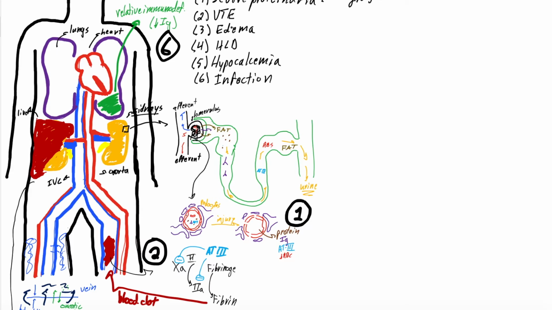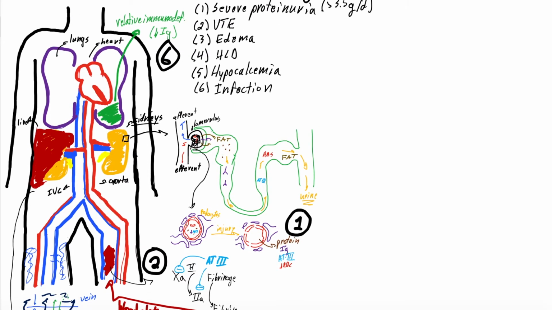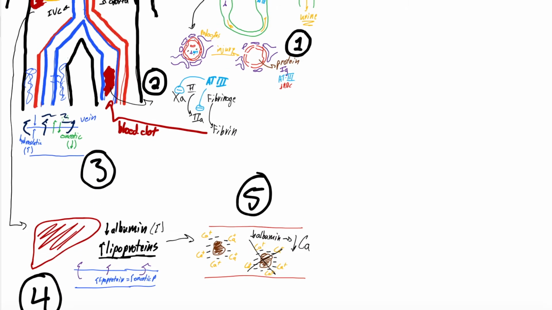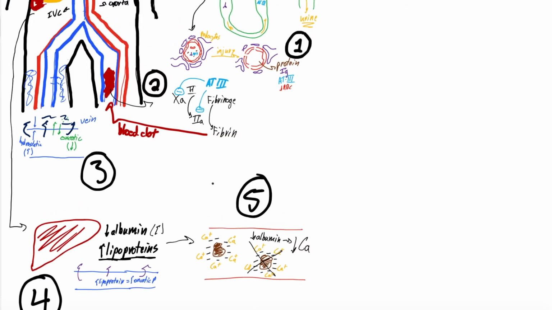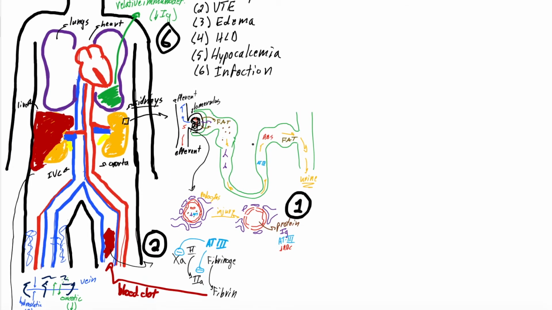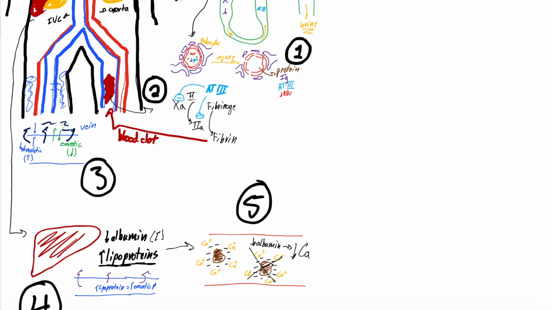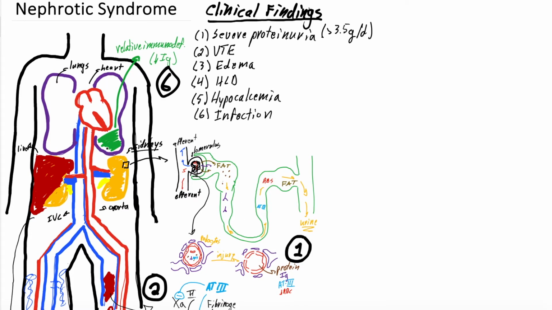dysregulated. Things like albumin, right, that lead to a decreased oncotic pressure and then leading to edema. Things like hyperlipidemia occurring in our liver by increased production of lipoproteins to try to make up for that decreased oncotic pressure from all the albumin lost. Hypocalcemia, as we lose albumin, one of the negatively charged proteins that carries calcium. And infection, as we lose immunoglobulin, leading to a relative immunodeficiency.